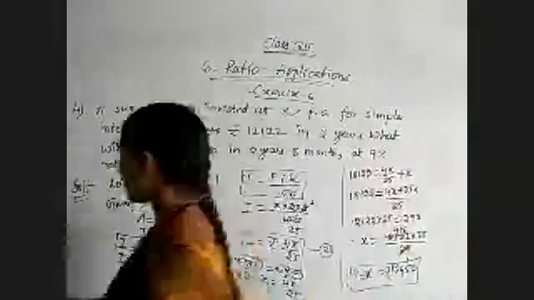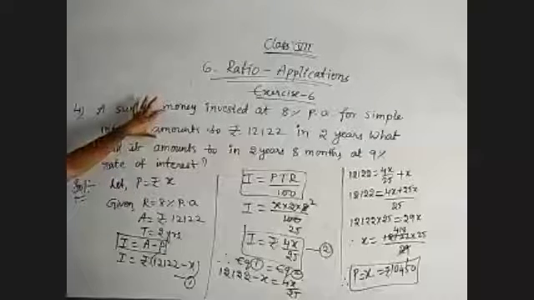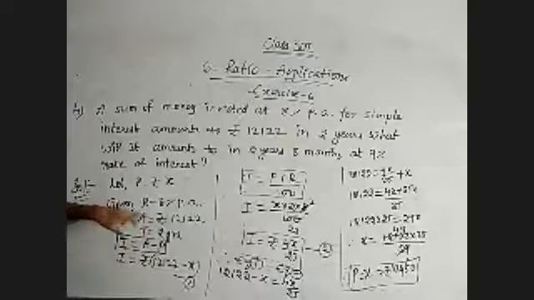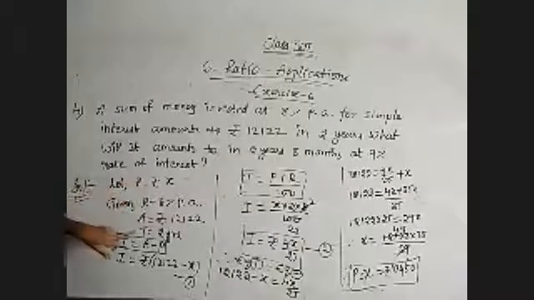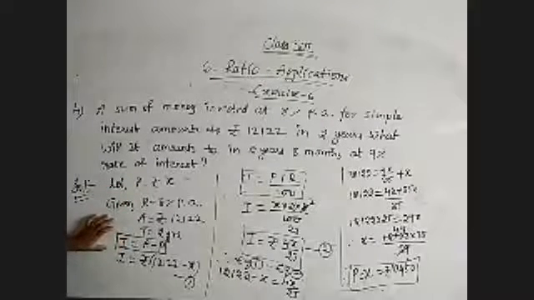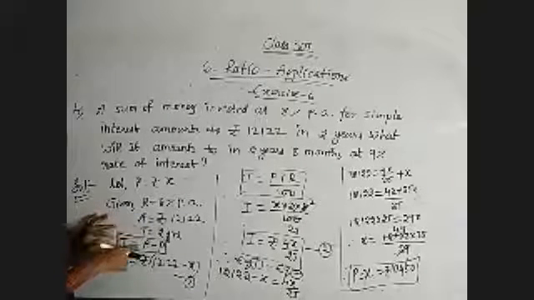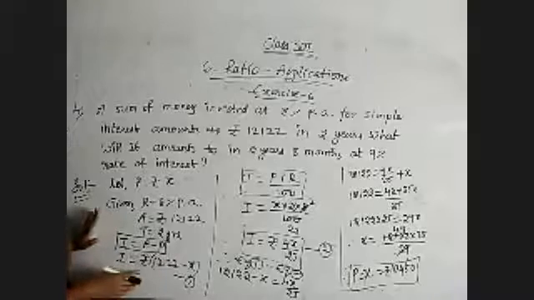So once again observe the problem. According to the first condition, for this first statement, R equal to 8% per annum and amount equal to 12,122. Principal they didn't give, so I am taking it as X. T is given as 2 years. Because the amount is given, I value in terms of amount is A minus P, which is equal to this one. So let it be equation 1.